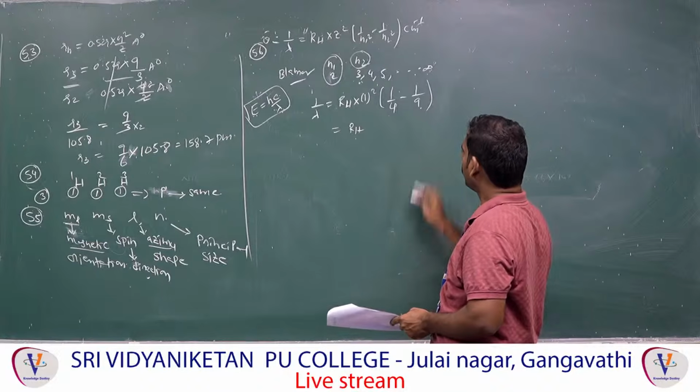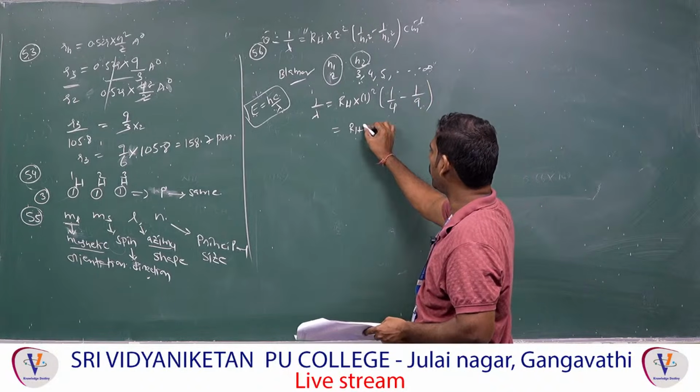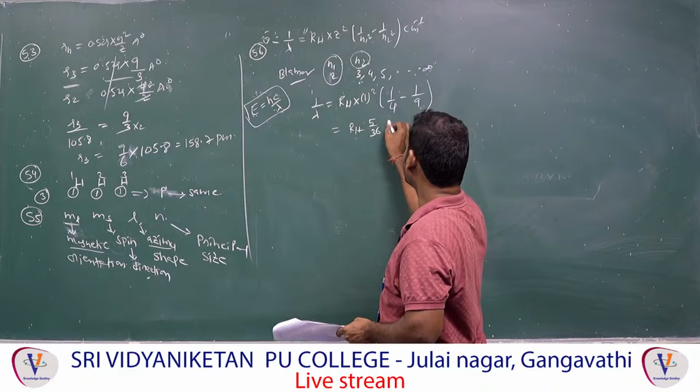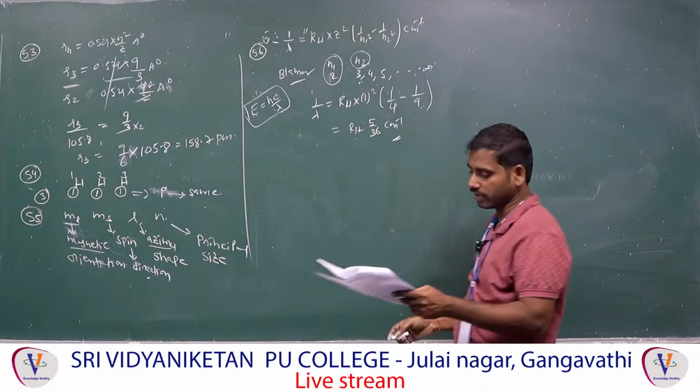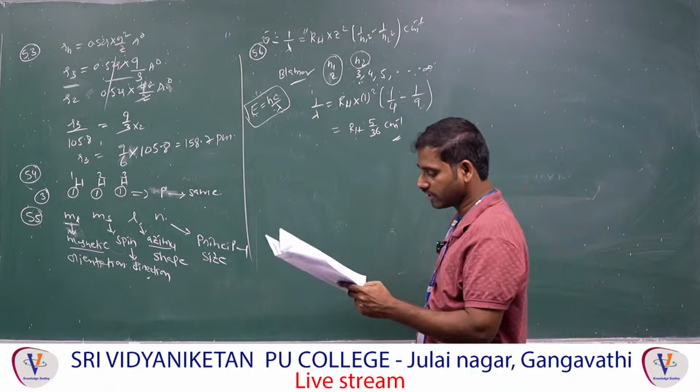LCM 36. 36 means 9 times, here 5 times. That's mine. That means 5 by 36 centimeter inverse. So is it correct or wrong? Yes, 5 by 36 into R_H centimeter inverse. So that statement is correct.